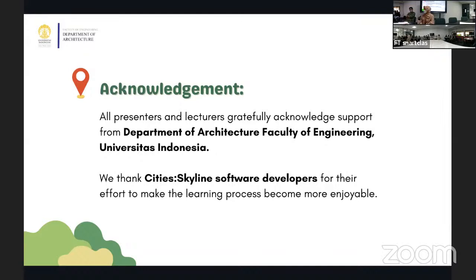And we would also like to thank the assisting lecturers for accompanying this lecture. And of course, we would like to thank the Department of Architecture and the Faculty of Engineering, University of Indonesia, for providing such technology. We are here now, and I think we will be advancing our technology from now on. Okay, is there anything from you, maybe any words as feedback?